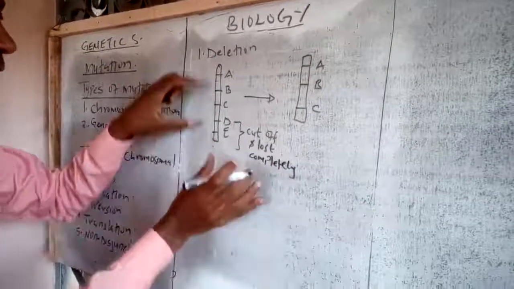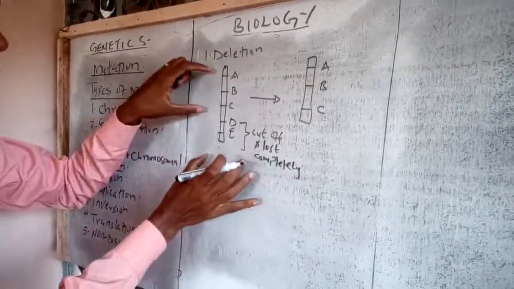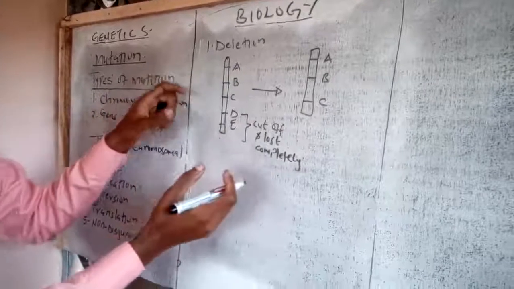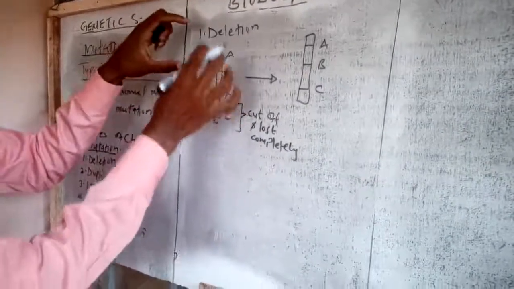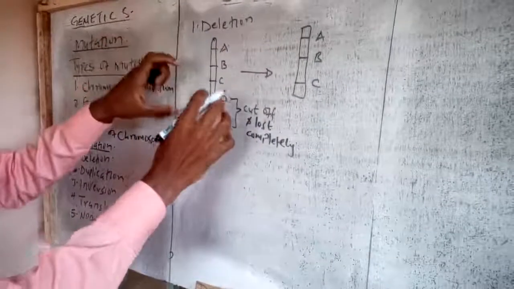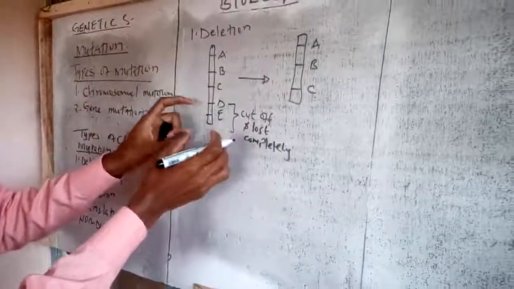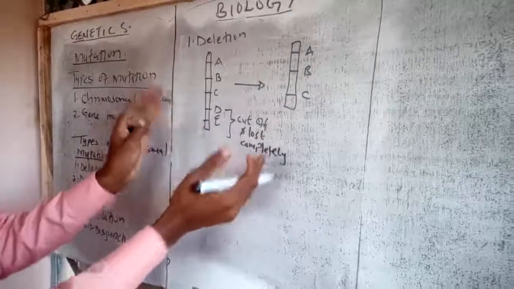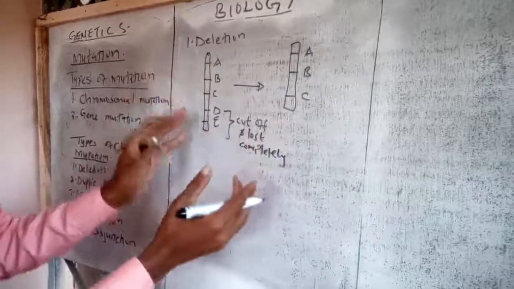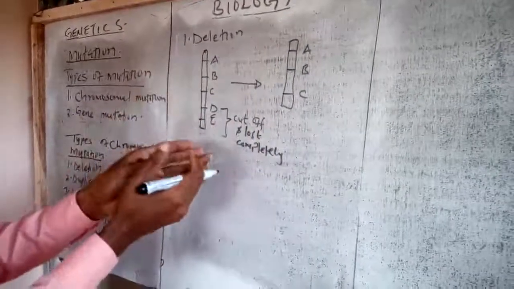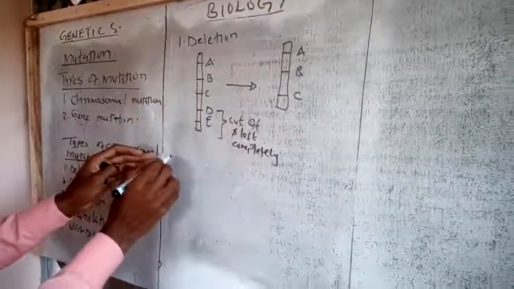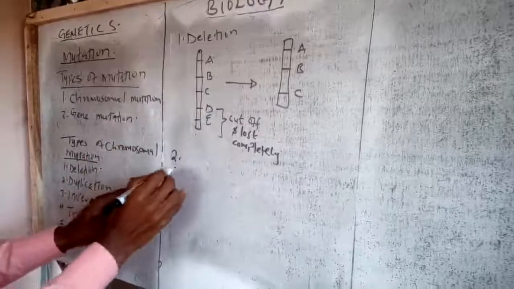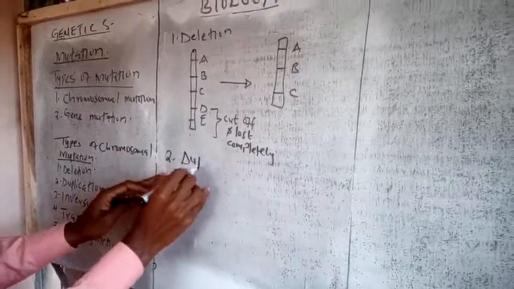And therefore, in this case, this kind of mutation will alter the base sequence. And as far as those genes which are lost, it means that some of the protein which was supposed to be manufactured will not be manufactured, and therefore there are some features which will be lost. Protein will not be manufactured, and this results in mutation. To the second type, that is duplication.